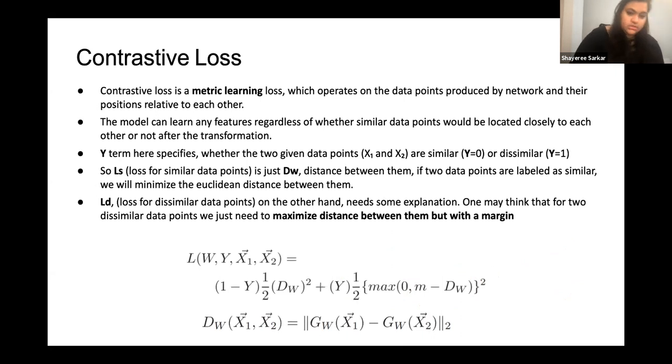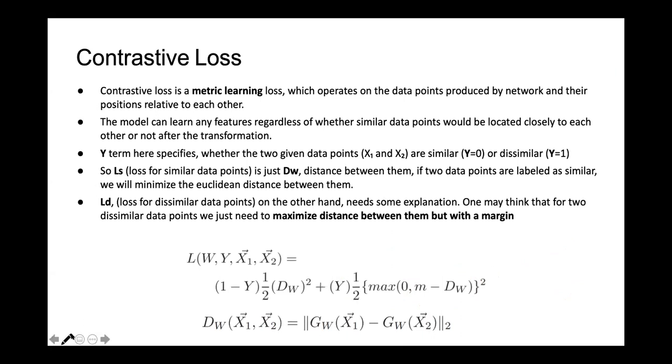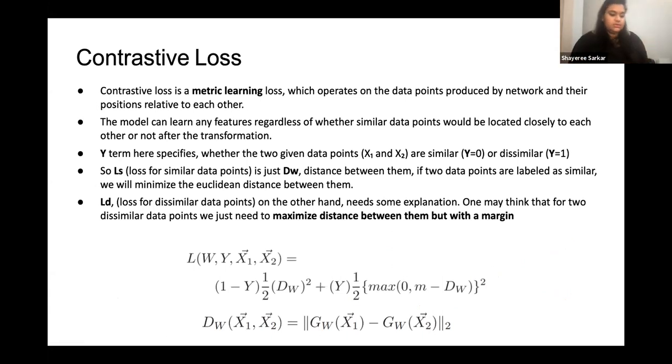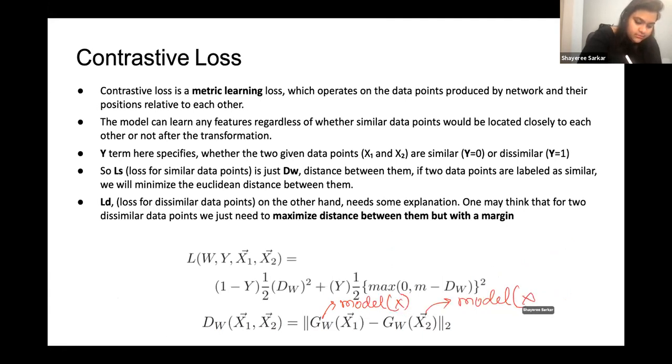Any questions? What is G? G is the function. G is nothing but model comma X. This is what G is. I've just represented it as a function, as it's easier to do that on the slide. So your G is your ResNet or anything that you're passing your X through to get the embeddings.